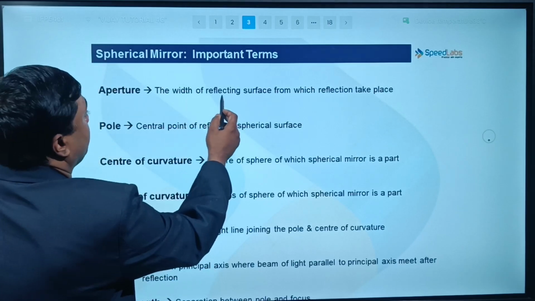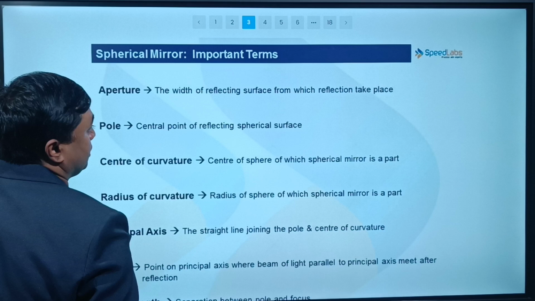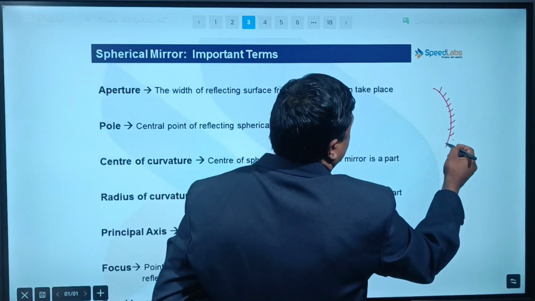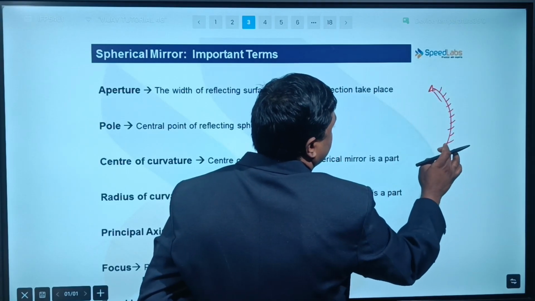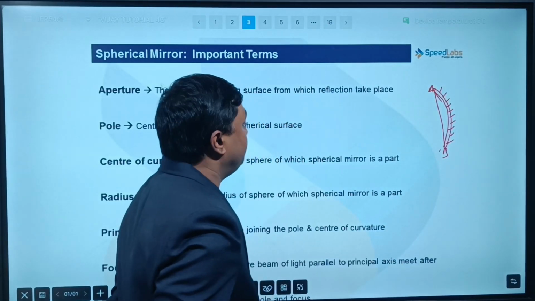Okay, aperture: the width of the reflecting surface from which the reflection takes place is called the aperture. So let's see, one concave mirror is there, AB. The light is falling on this surface. So this is what? Aperture. This is the aperture of the mirror.